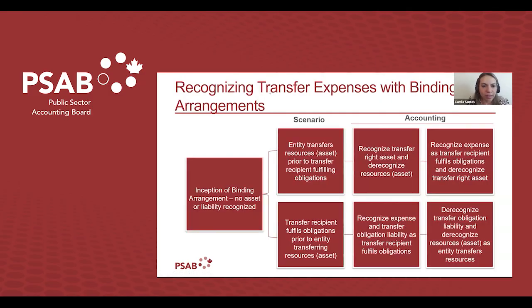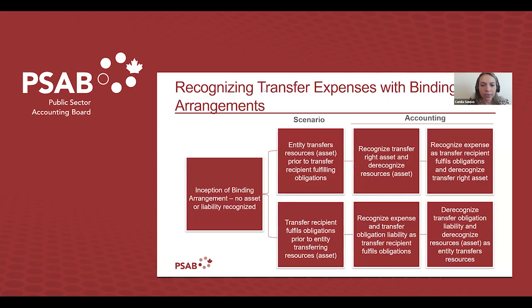A binding arrangement gives an entity, the transfer provider, one or more transfer rights and imposes one or more transfer obligations on the entity. These transfer rights and obligations meet the Conceptual Framework definition of assets and liabilities respectively. At the inception of a binding arrangement and when the binding arrangement is wholly satisfied, an entity shall not recognize any assets, liabilities, or expenses associated with the binding arrangement.